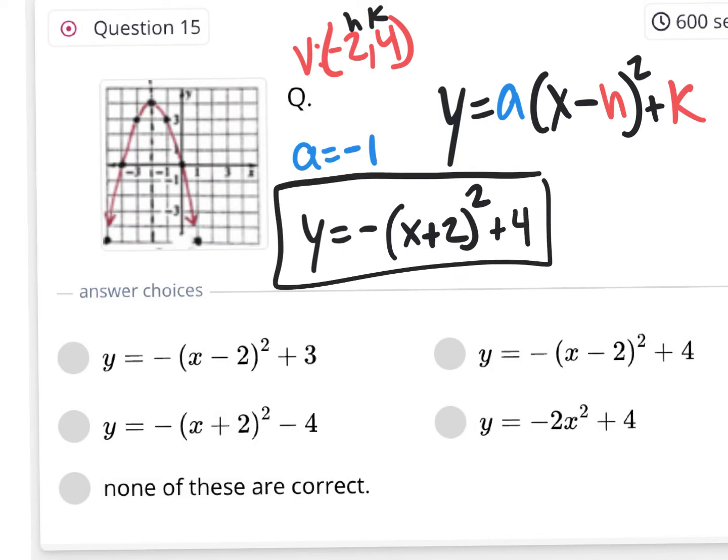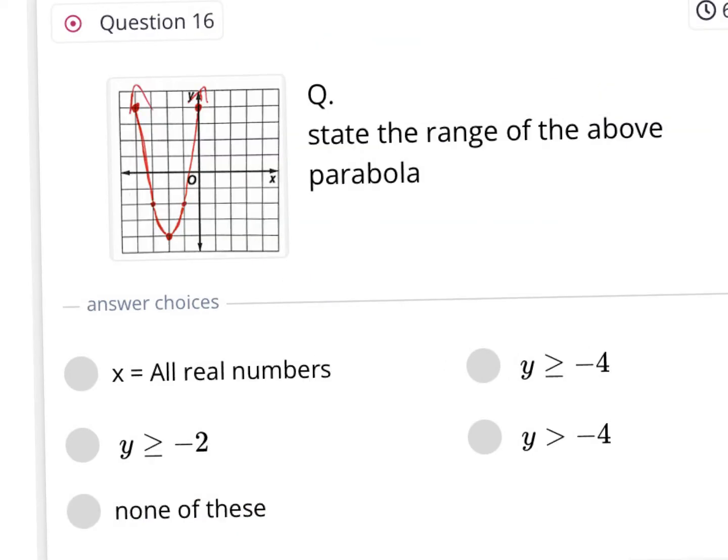That is your answer. That is right. That's not it. That is right. Well, that's not it either. Apparently, that would be none of these. Man, there's a lot of none of these on this practice test. Moving on. Hopefully this one's not a none of these.